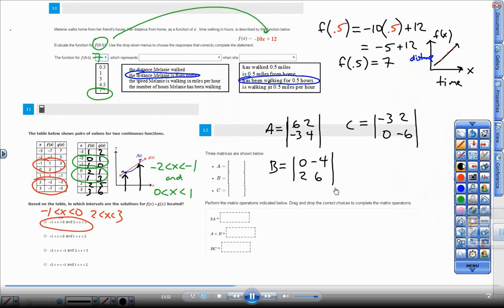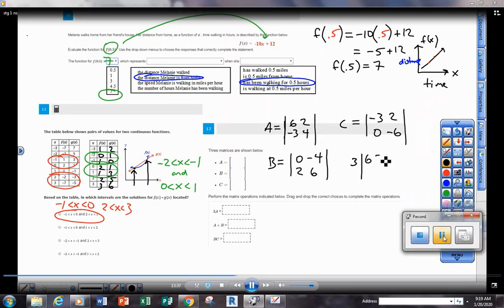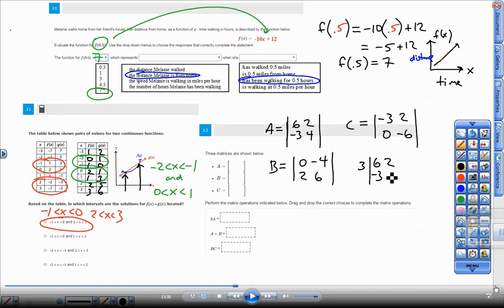To find 3A, I just take matrix A and times everything in there by 3. Distributing 3 all the way through. 3 times 6, 3 times 2, 3 times -3, 3 times 4 gives me 18, 6, -9, and 12. Timesing everything in matrix A by 3.